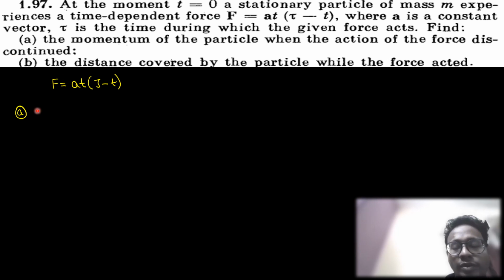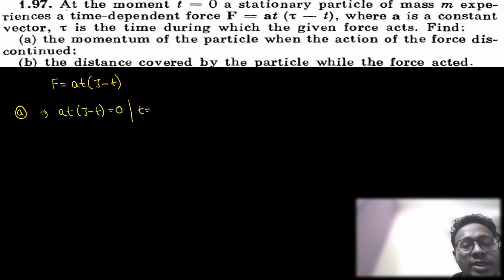Force is equal to 0. You have to find out when force is equal to 0, or at into tau minus t is equal to 0. This equation has two solutions: t is equal to 0 and t is equal to tau. See, at t is equal to 0, the force is just starting to get applied. That means at time equal to 0, I'm just starting the force. So we have to take time t is equal to tau, because at t is equal to tau, force is equal to 0. That means at that time the force is going to stop.